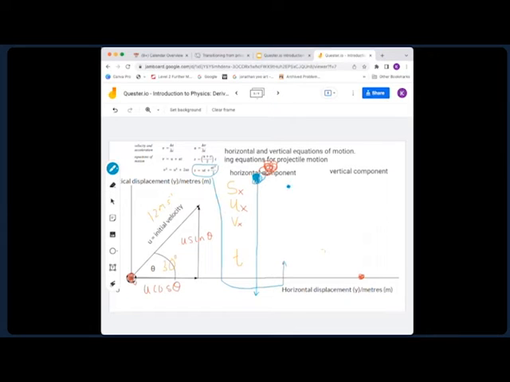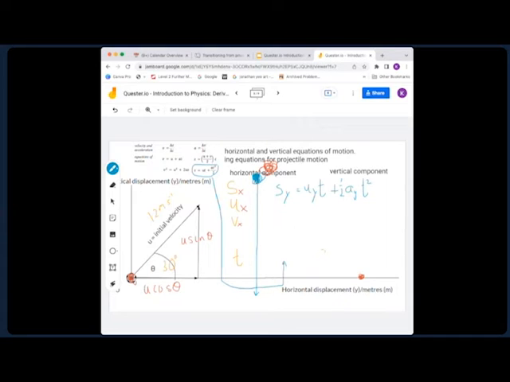So we're going to get an equation for the vertical component, for example. Basically what I'm saying is that the vertical displacement is going to be equal to the initial vertical velocity multiplied by the time, plus the acceleration due to gravity, which we call ay, the acceleration of the vertical component, multiplied by half, multiplied by t squared, right?